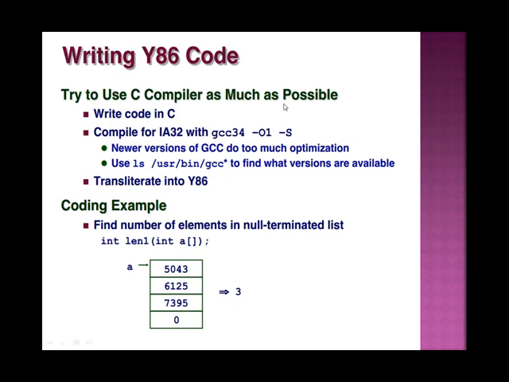Next, this says write the code in C. Compile for the IA32 with GCC 3.4.01S. So this is the version. How do you compile? With the use of GCC 3.4.01S. And write the code in the C language. C is a programming language. Write the code for the Y86 in the C language. This says newer versions of GCC do too much optimization. Next point says use the ls command, usr, that is user, bin, GCC to find what versions are available.